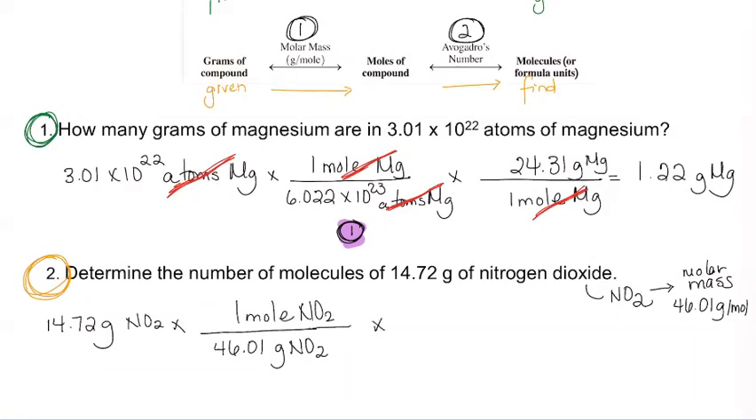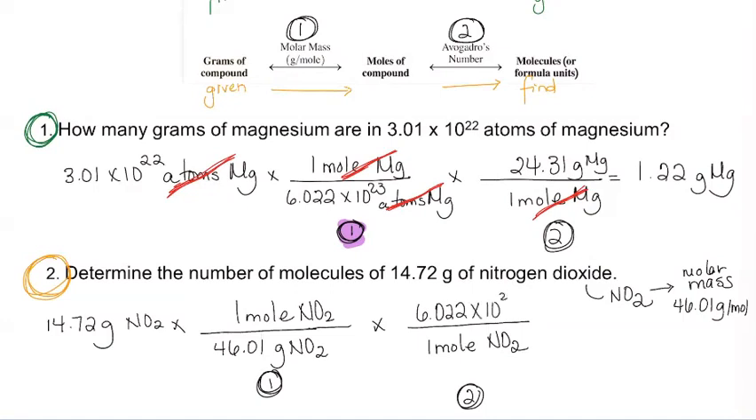Then we proceed to do the second conversion. So this is the first conversion. In the second conversion, we're going to use Avogadro's number. So in the bottom, we're going to put 1 mole of NO2, and on top, Avogadro's number, 6.022 times 10 to the 23rd molecules of NO2.